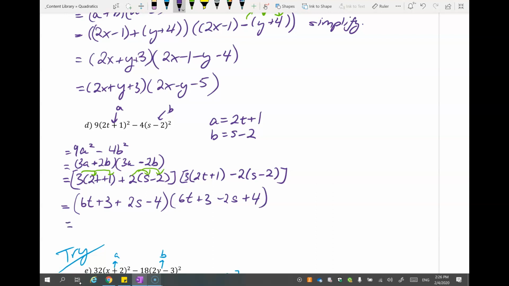And now we're going to simplify each bracket. So 6t and 2s, they don't have any like terms, so they're just going to stand alone. And then 3 minus 4 is -1. 6t and -2s, again, is standalone. There's no like terms, but we can do 3 plus 4, which is 7. And then we are done factoring.